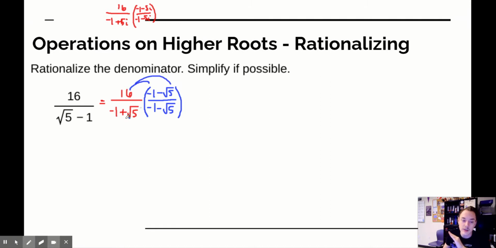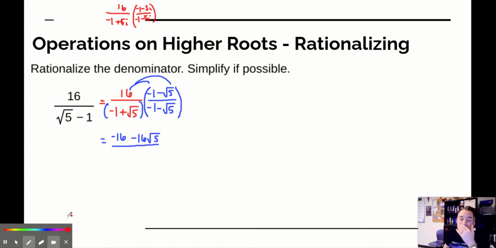I still want to distribute, so that's what I'm going to do. So let's distribute. 16 times negative 1 is negative 16. 16 times this is negative 16 radical 5. And then this is all over the exact same thing. Now watch, guys. Just like with complex conjugates, the reason I do this is so that I only need to multiply the first and the last terms. I already should know that the middle terms will go poof. But just in case you don't believe me, I will show you just this once.